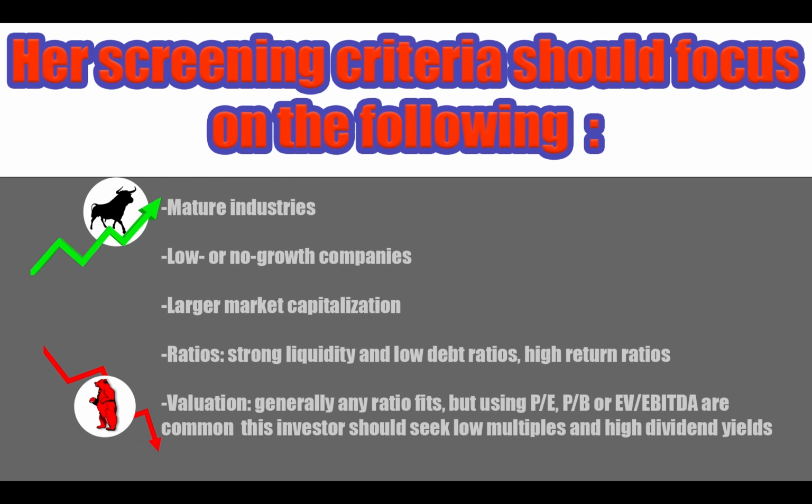Her screening criteria should focus on the following: mature industries, low or no growth companies, larger market capitalization. Ratios: strong liquidity and low debt ratios, high return ratios. Valuation: generally any ratio fits, but using P/E, P/B or EV/EBITDA are common. This investor should seek low multiples and high dividend yields.